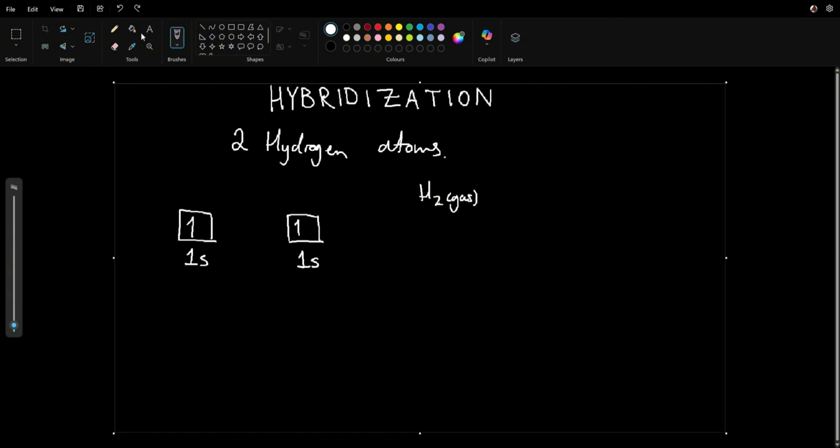Then a covalent bond forms, right? Just to refresh, an ionic bond is a transfer of electrons, but a covalent bond is when we have two atoms kind of sharing the electrons.